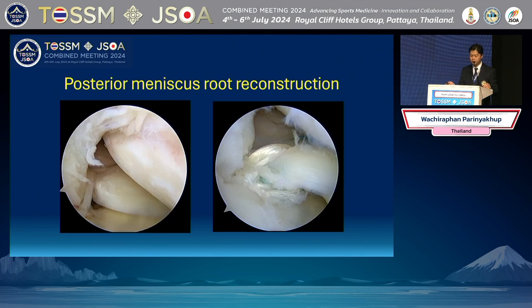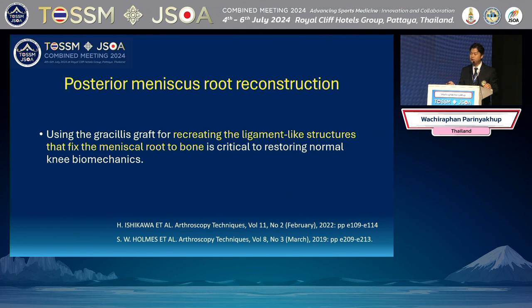So about the repair of the root, I propose a new technique, to some extent, because we don't have a lot of studies: posterior meniscus root reconstruction. The aim of posterior meniscus root reconstruction is recreating a ligament-like structure that fixes the meniscus root to the bone. Because in the repair, we rely on scar tissue, healing tissue, and suture material.